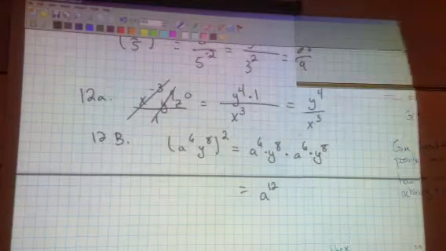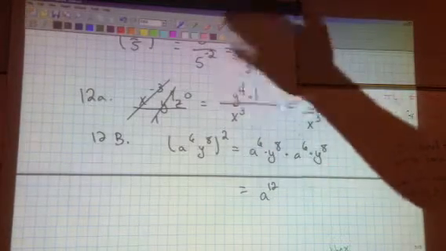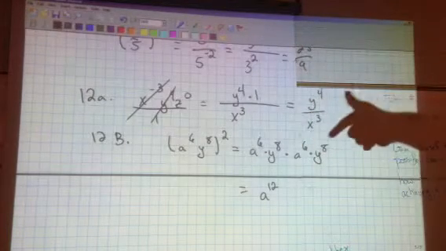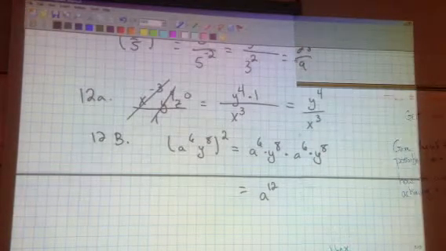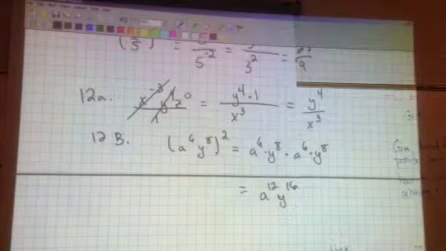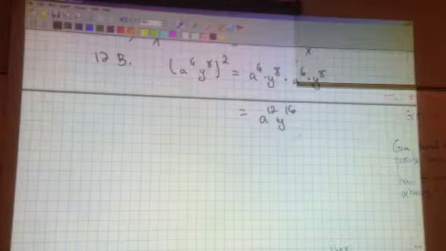But again, conceptually, you can think of this as 8 y's being multiplied, like y times y times y times y times y times y times y times y. And then here's another 8 y's being multiplied for a total of 16 y's being multiplied. So there, that is done.